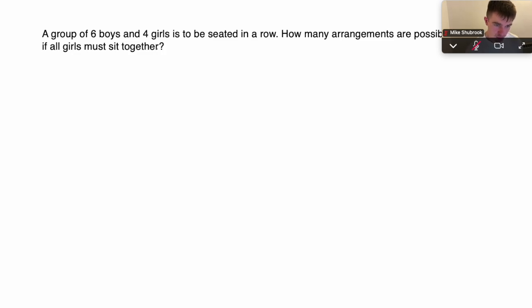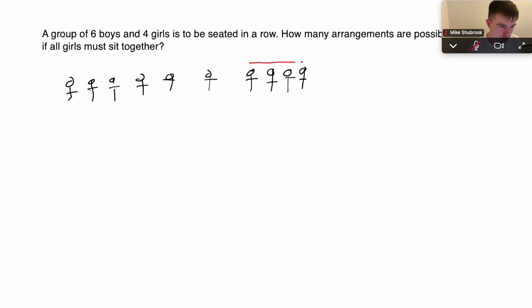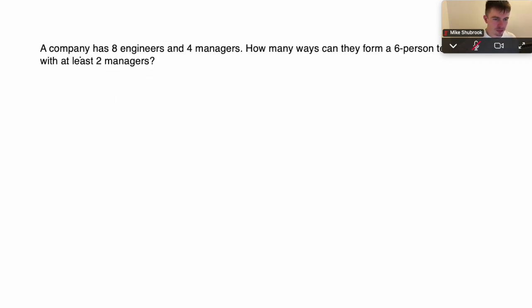Now we have a group of 6 boys and 4 girls to be seated in a row. How many arrangements are possible if all girls must sit together? So we have the 6 boys, and then we have the 4 girls. Again, we treat the girls as a single unit. So we now have 7 factorial ways of rearranging these units. But then for each arrangement, the 4 girls can sit in different orders, so we multiply by 4 factorial to account for that.